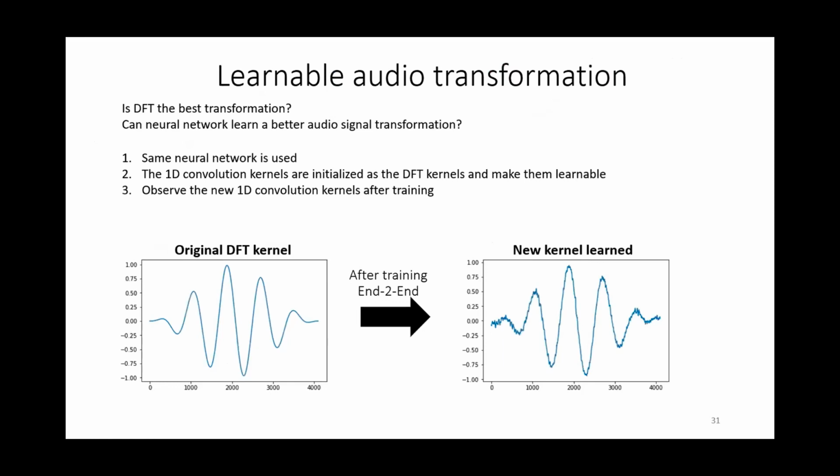Another feature of nnAudio is the trainable kernels. That means that you can also do gradient descent on the DFT kernel, CQT kernel. So the original DFT kernel might be like this. After training and doing gradient descent, you get a better kernel adapted to your problem.